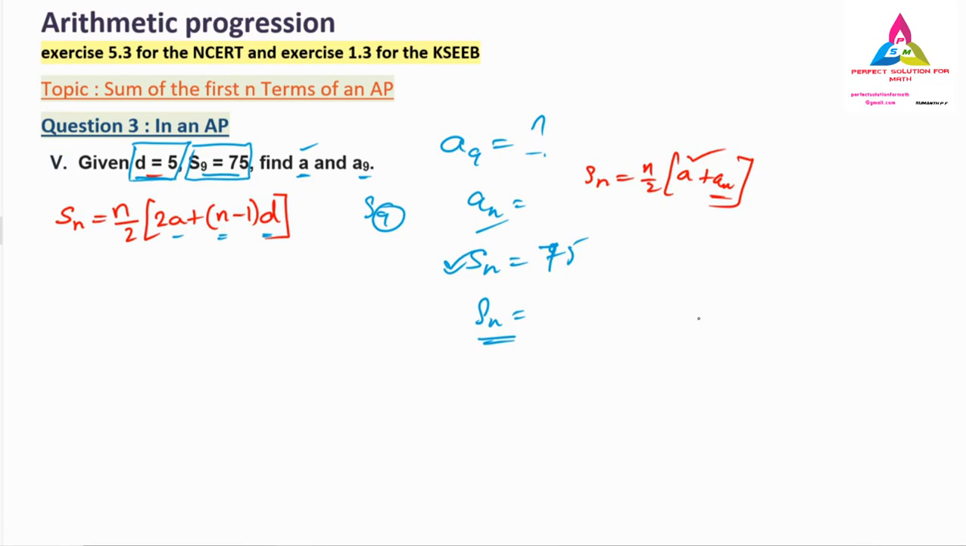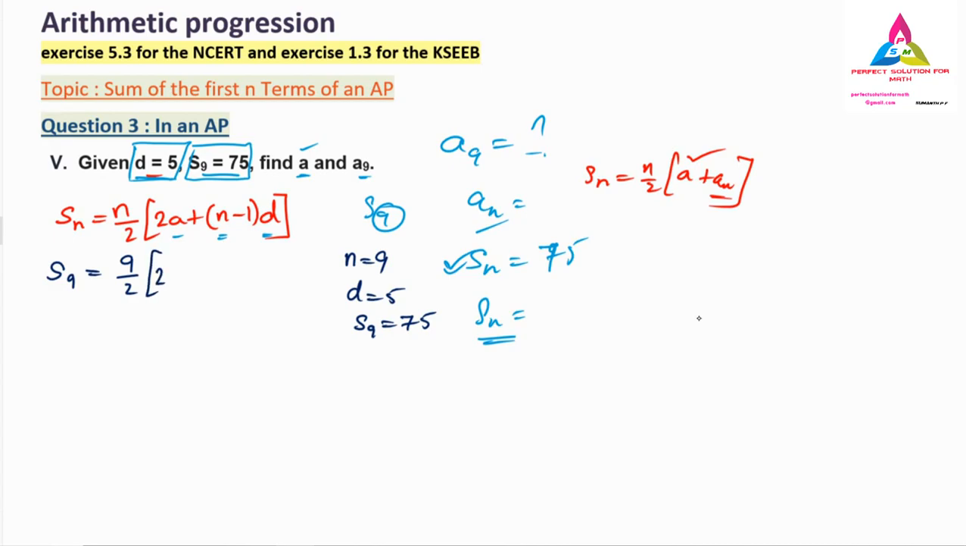So substitute in the formula. S9 you have to write, because the S9 value they have mentioned. So what does the n value become? 9 by 2, that is n is equal to 9. So I can write down here n is equal to 9, d is equal to 5 and S9 is equal to 75. This is the thing we know.